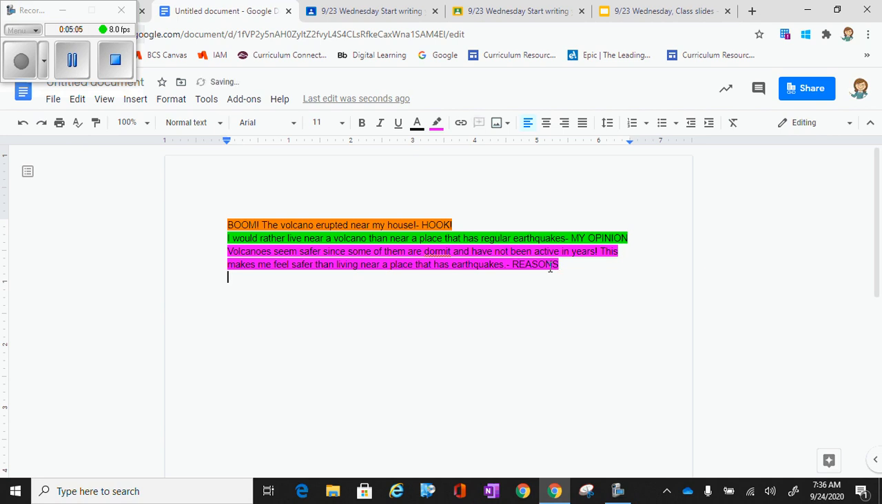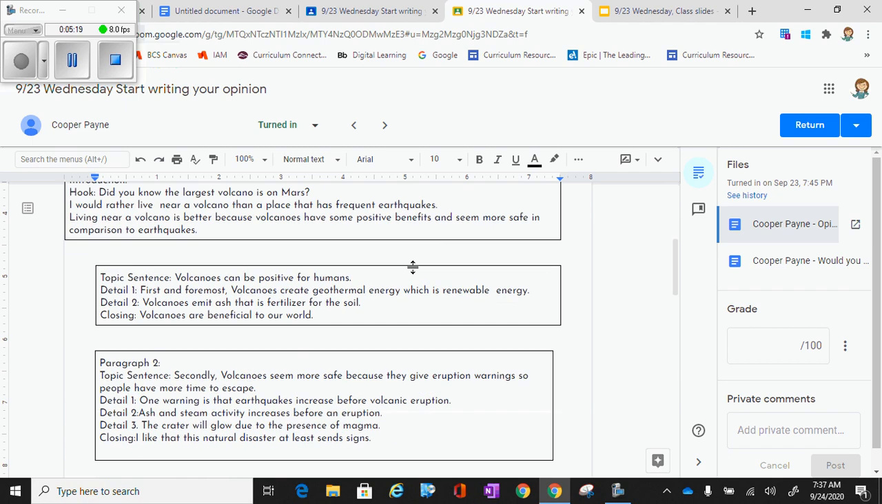Okay? Now, when you go to do your second paragraph, it may come from one of your writings that you did on either Monday or Tuesday. Ms. Schultz was talking about going in and copying and pasting, and you can do that. You could also write another paragraph that's like this. Your second paragraph should be your first reason why you would rather live near a volcano. So for this first one, she said volcanoes can be positive for humans.